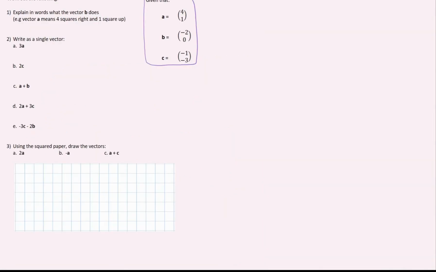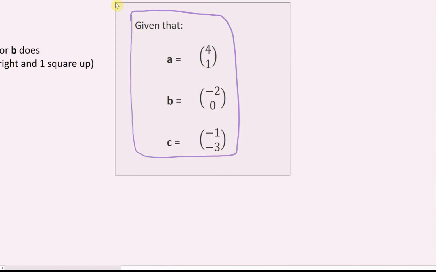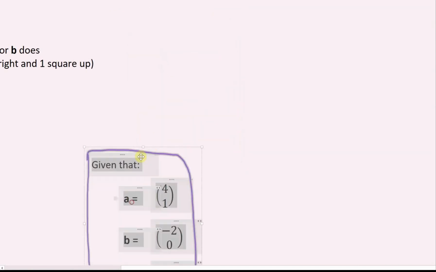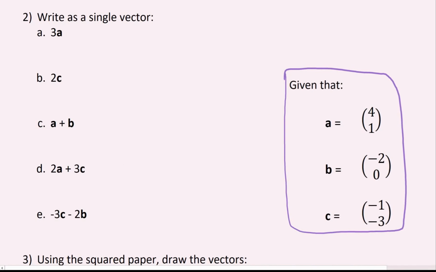Okay, let's have a look at some basic questions. So here we've got 3 vectors we're going to use, just to see the typical kind of questions you see that use vectors. So write as a single vector, 3 lots of A. For that we just triple this vector, I'll triple both of the numbers, so that will be 12, 3. 2 lots of C, we double C, giving us minus 2, minus 6. A plus B, add these together. Again you add your top numbers together, so 4 plus minus 2 is 2, and then your bottom numbers together, 1 plus 0 is just 1.